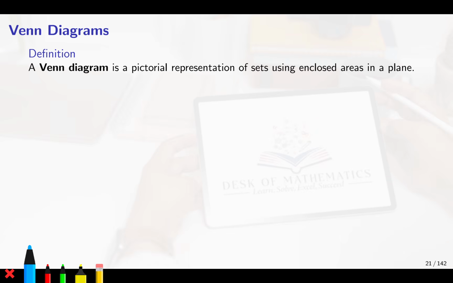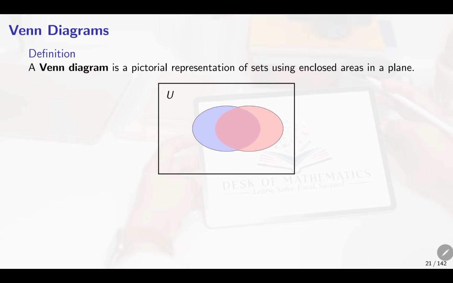So what is a Venn diagram? A Venn diagram is a pictorial representation of sets using enclosed areas in a plane. So I hope you have already gone through the video. I just tell you the video number. I have already discussed the Venn diagram in lecture 2 of discrete mathematics. You can go and check that video.